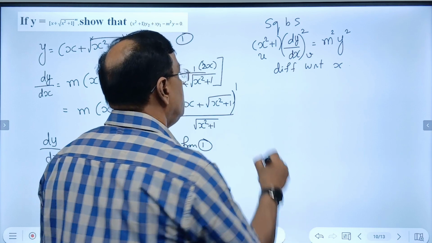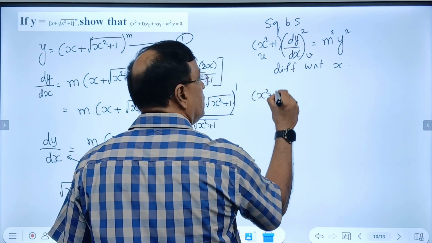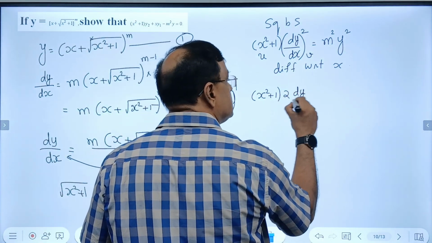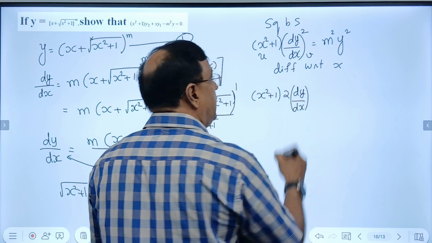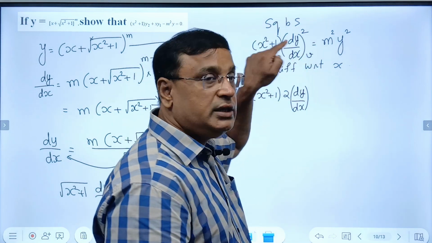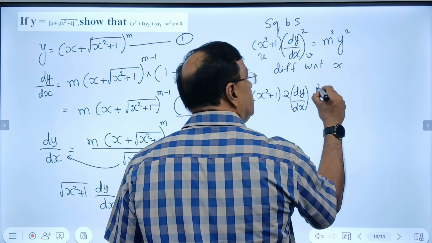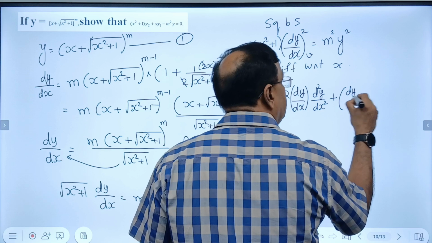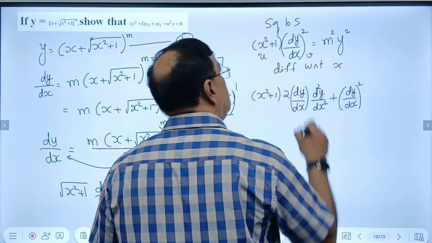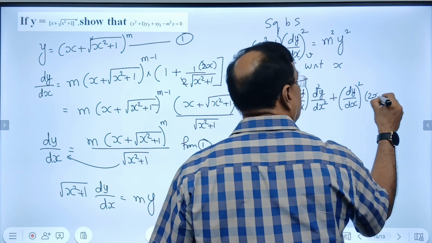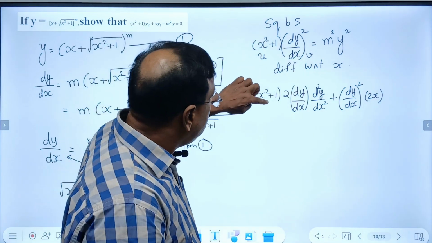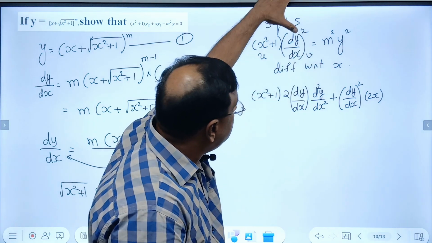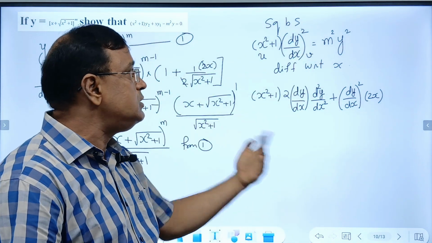Now what is product rule? u into, what is differentiation of dy by dx whole square? 2 into dy by dx. First differentiate the power, then I am going to differentiate the base. What is differentiation of dy by dx? d square y by dx square. Plus dy by dx the whole square, and differentiation of x square plus 1 will be 2x. Again I will repeat, chain rule. u into differentiation of this. First you differentiate the power, then you differentiate the base. Plus v into differentiation of x square plus 1 is 2x.